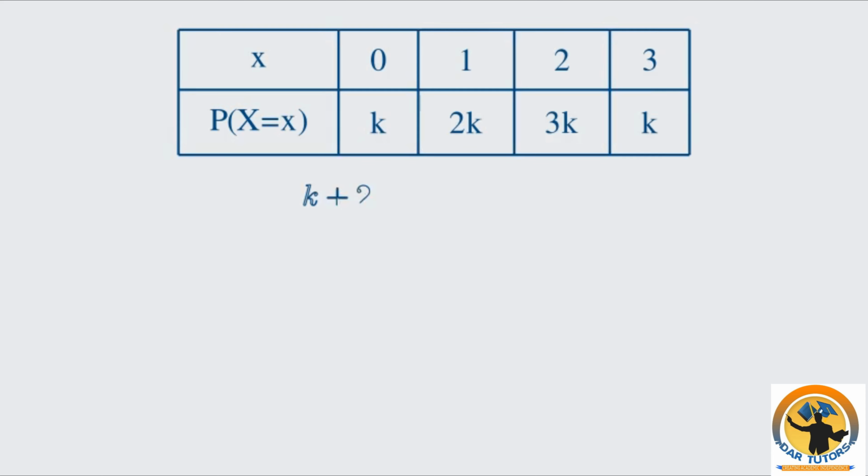So we set up the equation. k plus 2k plus 3k plus k equals 1. Combining the terms, we get 7k equals 1. Dividing by 7, we find that k must be 1/7. This gives us a specific value for k.